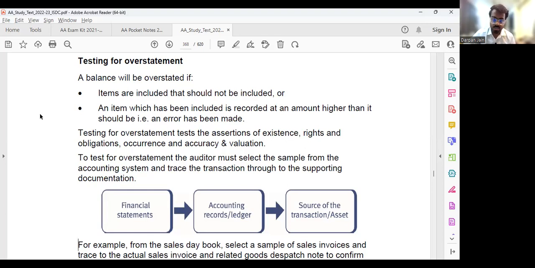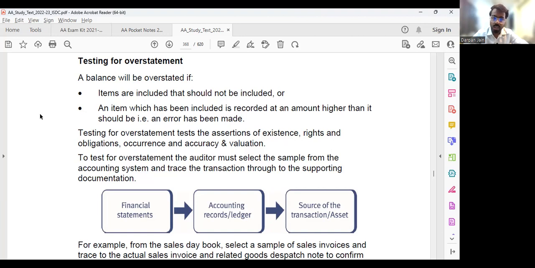When you're testing for overstatement, you test the assertions of existence, rights and obligations, occurrence. Existence and occurrence are similar, right? Existence is for balance sheet items, occurrence is for P&L items. And accuracy and valuation, you're also checking accuracy and valuation.